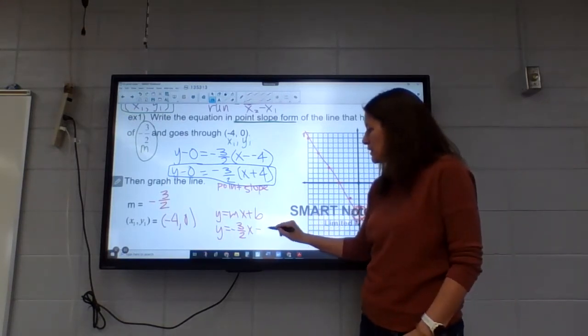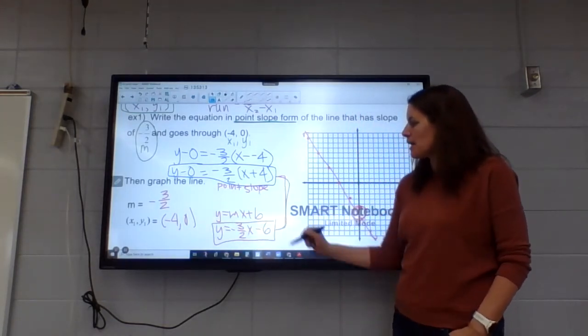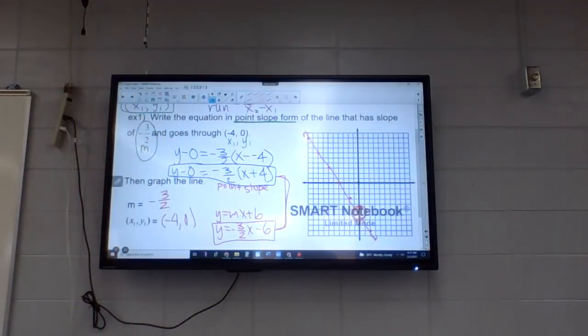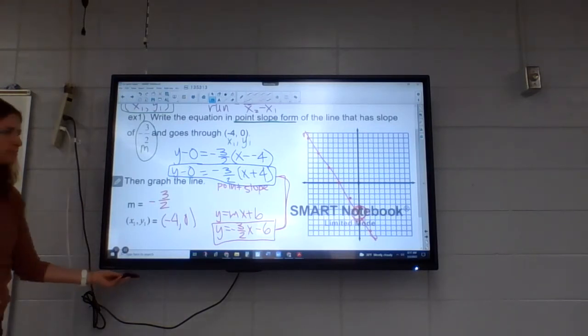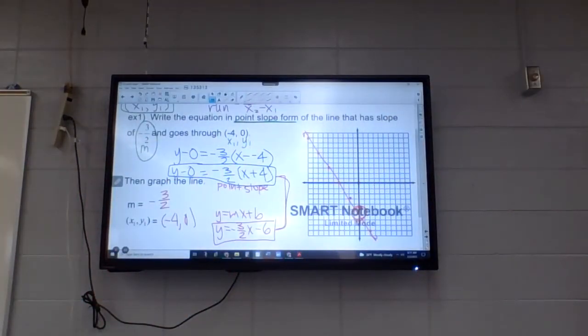So just kind of noticing the difference between these two equations. So this is graphing the same exact line, just two different ways. So those two are the same graph, but they're shown two different ways. So kind of like a word that means the same thing.